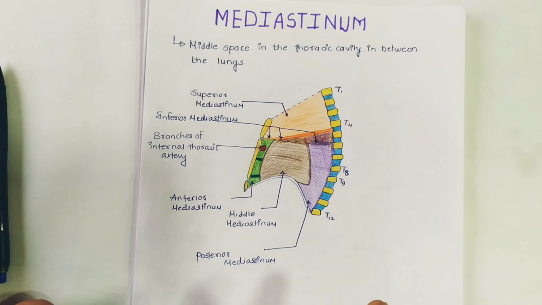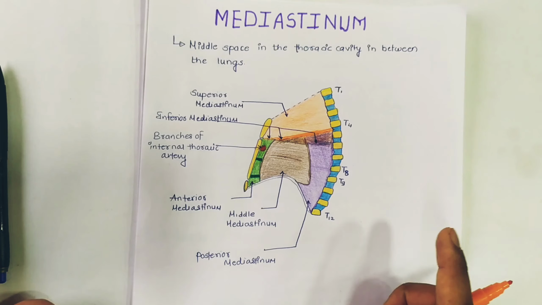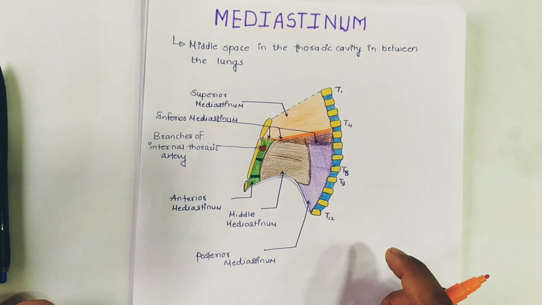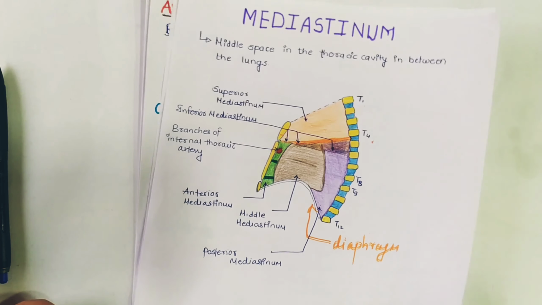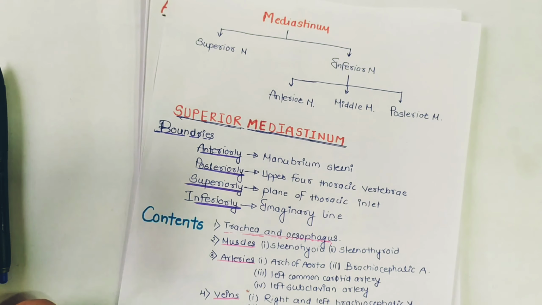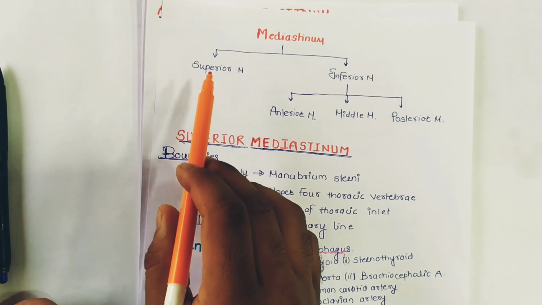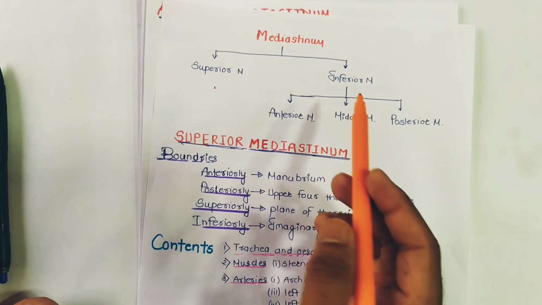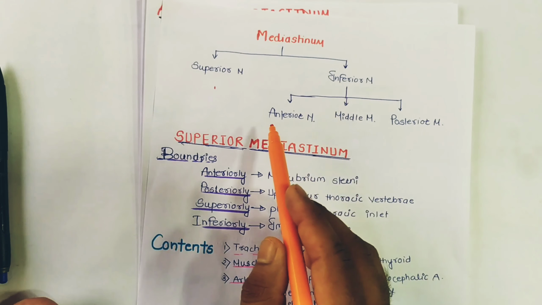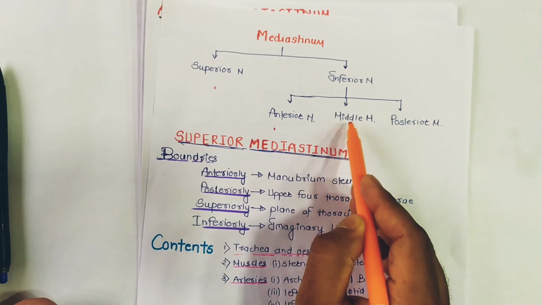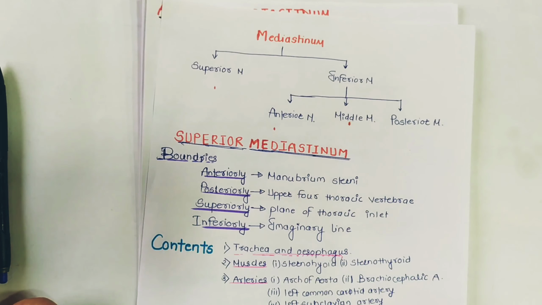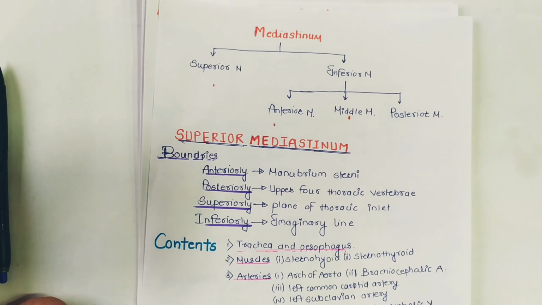But the inferior mediastinum is divided into three parts, that is anterior mediastinum, middle mediastinum and the posterior mediastinum, है ना। So we are going to see the superior mediastinum. So आप देख सकते हैं कि mediastinum is divided into the superior mediastinum and inferior mediastinum. Inferior mediastinum के और से पार्ट होते हैं कौन कौन से? Anterior mediastinum, middle mediastinum and the posterior mediastinum. So now we are going to see the superior mediastinum.